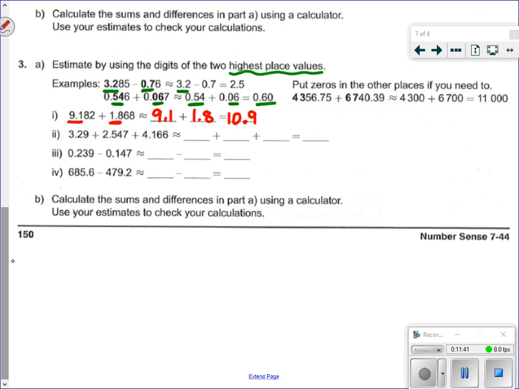Okay, and let's try the second one. Highest place values would be your tenths and ones again. So it'll be approximately 3.2 plus 2.5 plus 4.1. And if I added those, adding the tenths first, I've got 1 plus 5 plus 2, that's 8. And 3 plus 2 plus 4 is 9, about 9.8.